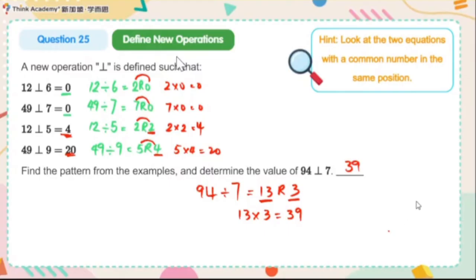So whenever you see a defining operation or number pattern problem, please try to look for some common numbers. Look for something weird. Is there something that is common in two equations? And try to work from that. And remember, if you found a pattern or you think you found a pattern, test it with all the examples to see if it is true.